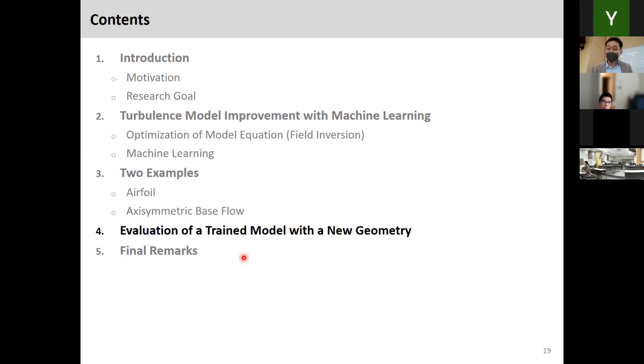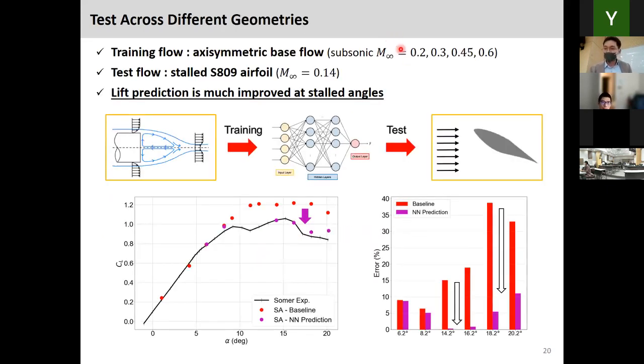We would like to evaluate a trained turbulence model with a new geometry. So far we have more data in the axisymmetric base flow, so we pick this as the training data set. The target is the L4 case, which is a subsonic flow condition, so we pick the subsonic axisymmetric data set for training. Then we checked this completely new geometry with respect to the training case, and we see good results of the trained SA RANS model for this L4 case.